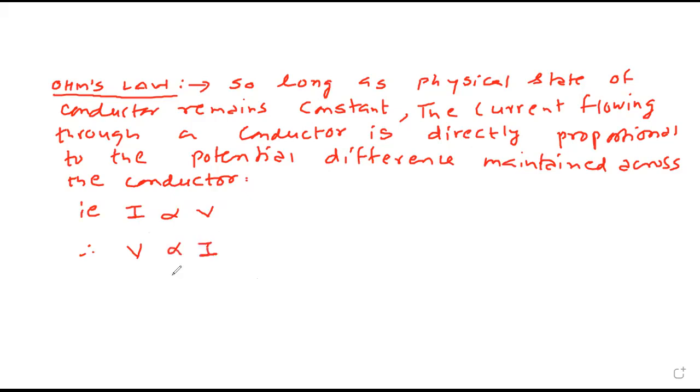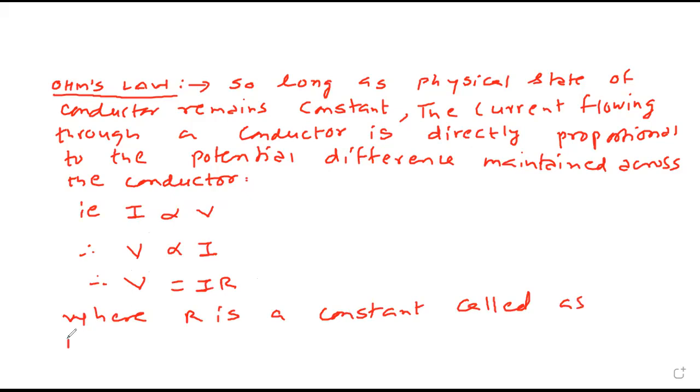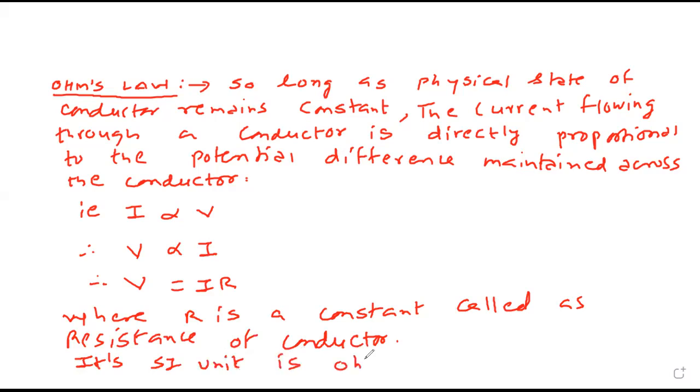Therefore, V proportional to I. Therefore, V equal to IR, where R is a constant called as resistance of conductor. Constant called as resistance of conductor. Its SI unit is ohms. Symbolically, it is denoted by Greek letter omega.